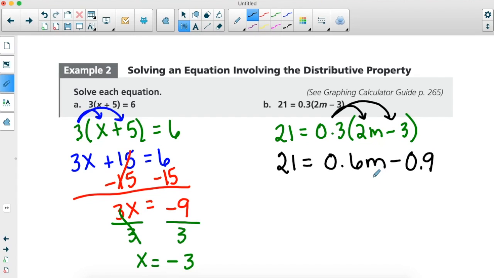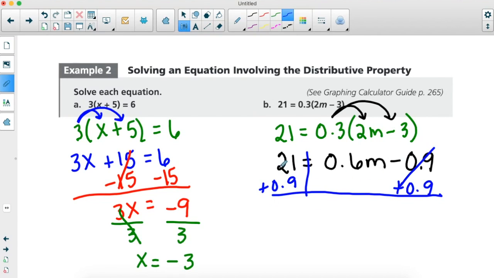Okay, so I need to get m alone, which means I'm going to move the 0.9. So it says minus 0.9. We're going to do the inverse operation, which is to add 0.9, and I'm going to bring it to the other side of the equal sign, plus 0.9. I'm going to have to line up my decimals so I can add those. These cancel out. So when I add 21 plus 0.9, it's 21.9 equals 0.6m.